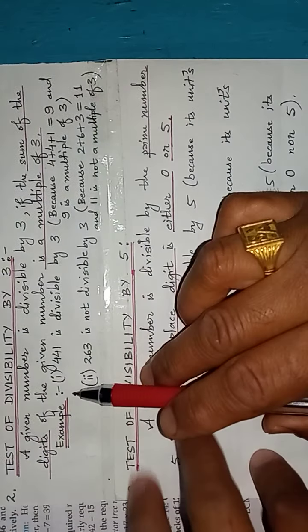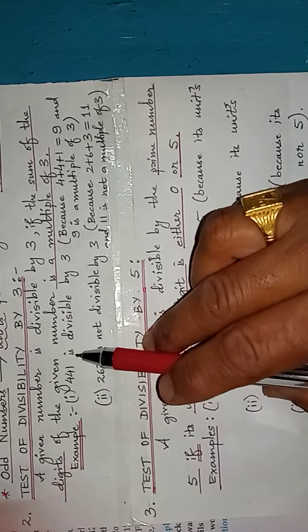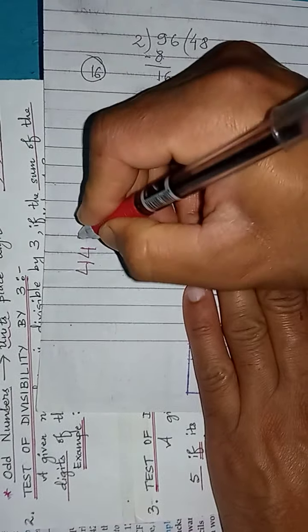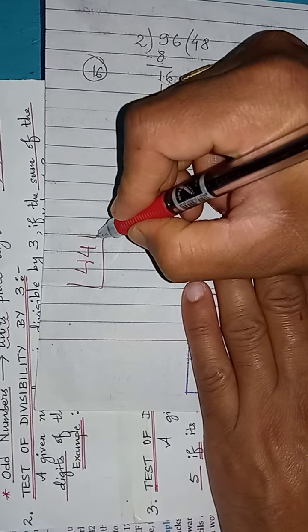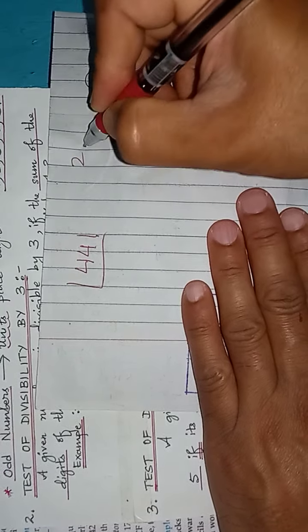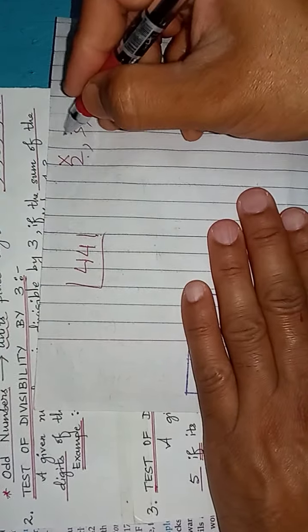Let me explain it properly with the help of an example. Suppose I give you the number 441. Clearly 1 is an odd digit, so the odd number cannot be divided by 2. We are doing prime factorization, so by 2 we cannot divide because it's an odd number. We should try 3.